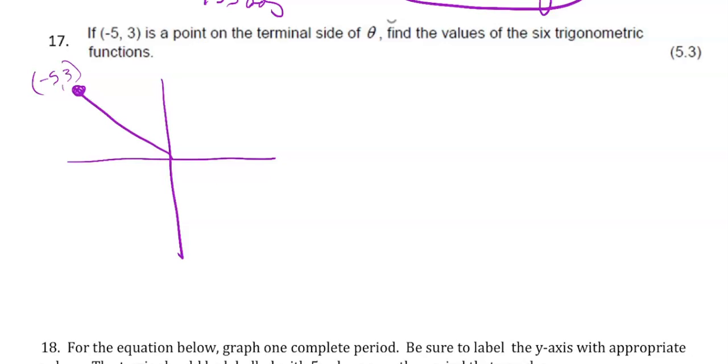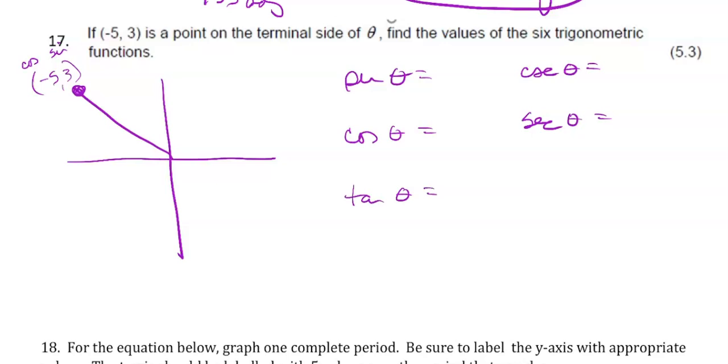Okay. So if your first value is cosine and the second is sine, that's going to help me. So I'm going to write sine theta, across I'm going to write cosecant of theta. And then I'm going to write cosine of theta, and across from that I'm going to write the secant of theta. And then I'm going to write tan of theta, and across from it, cotan of theta. Okay, so now I'm set up.